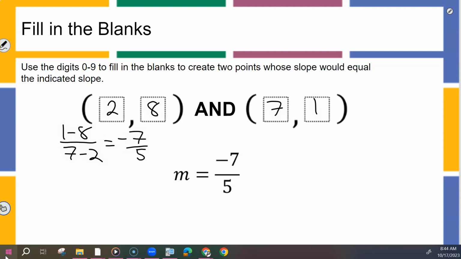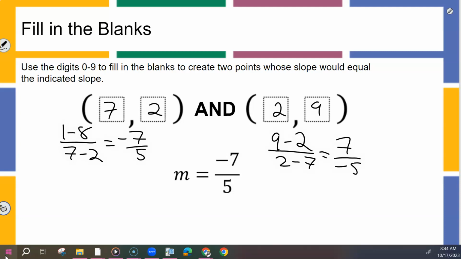And then Michaela's was 9 minus 2 over 2 minus 7. Even though this one we get a positive 7 over a negative 5, these are the same thing. We would just change where the negative is. So those would both work. Are there any others we wanted to see? Does it work?